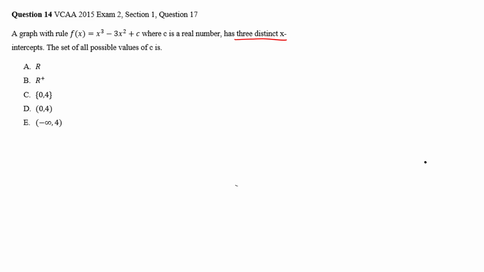So the first thing, if we are going to have 3 distinct x-intercepts, then the cubic must have a local max above the x-axis and a local min below the x-axis. So we're looking at this, where we clearly have 3 points. So the first thing we need to do is find the stationary points.